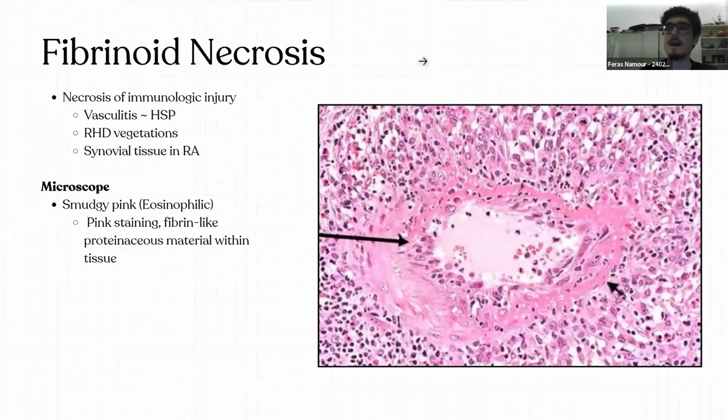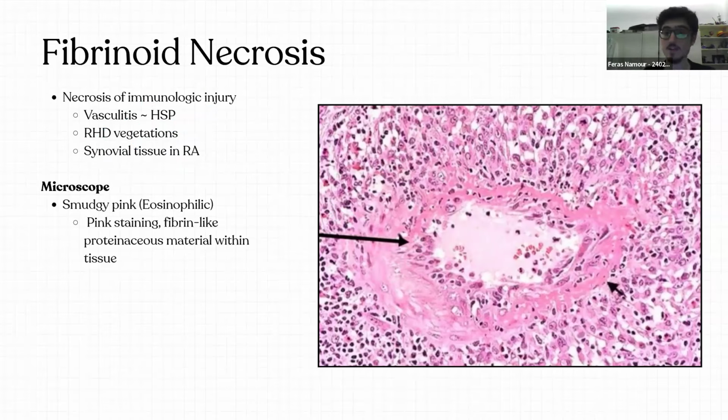of necrosis as well. Now, from the name, fibrinoid, it's related to fibrinogen and fibrin. It's necrosis caused by immunological injury, and immunological injury means autoimmune diseases, most likely. For example, the examples listed for you were vasculitis, and I think the purpura disease. You're going to study this in renal, and I just finished renal and forgot about it. It's HSP basically, also rheumatic heart disease, vegetation, synovial tissue, and rheumatoid arthritis. Basically, antibodies against the body, autoimmune diseases.